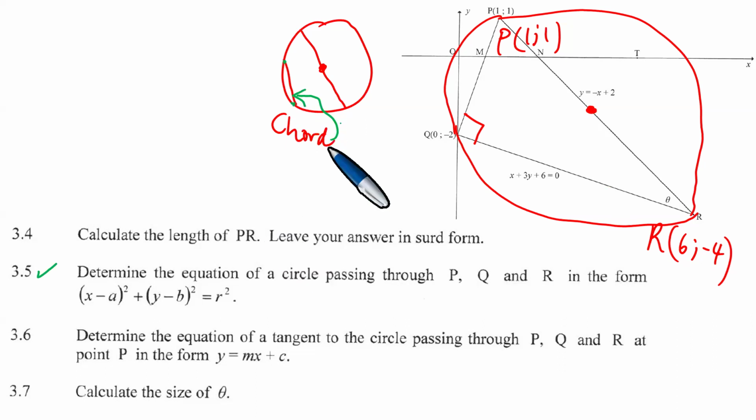Now, what do we call this chord? Because a chord just means a line segment from circumference to circumference of the same circle. Okay, now, what do we call this type of chord that passes through the center? What is the name of that chord? Anyone?